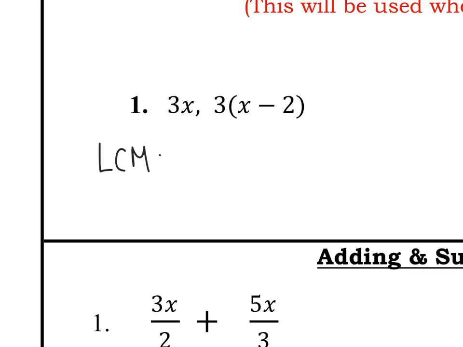Well, what are the different things I have on the bottom? They both have a 3. Then I have this x. And then I have an x minus 2. That would be my least common multiple. So if those are my denominators, I'm going to want my denominator to be 3x, x minus 2.